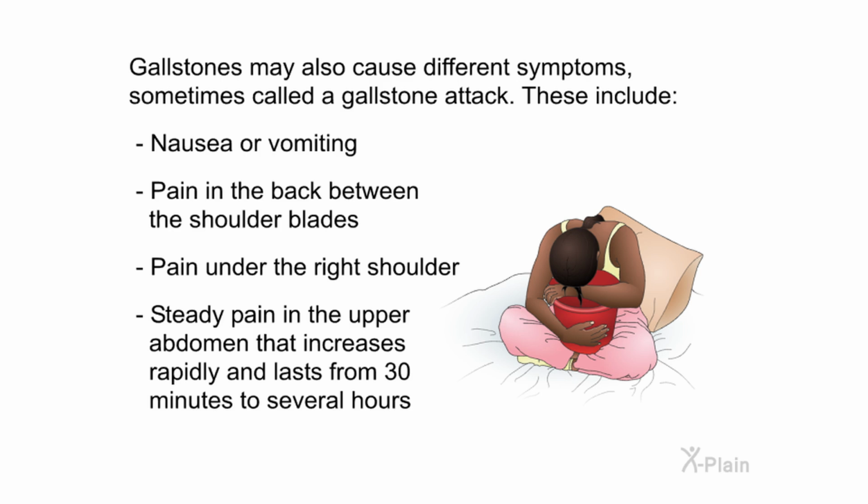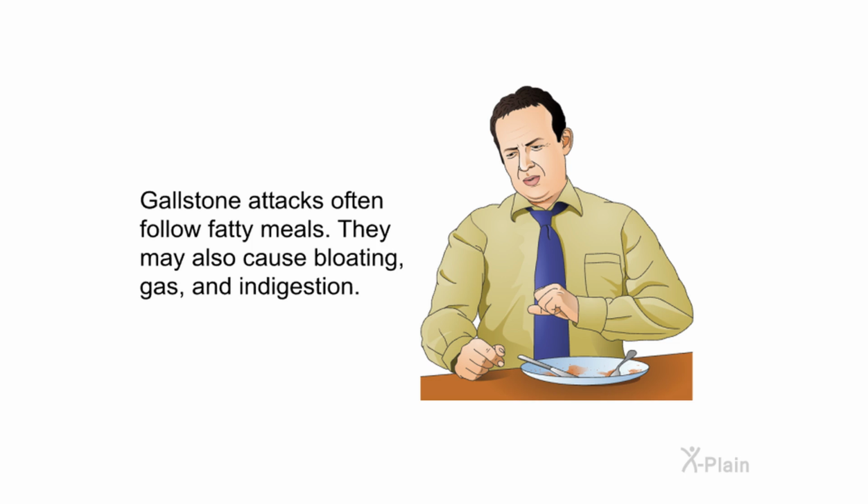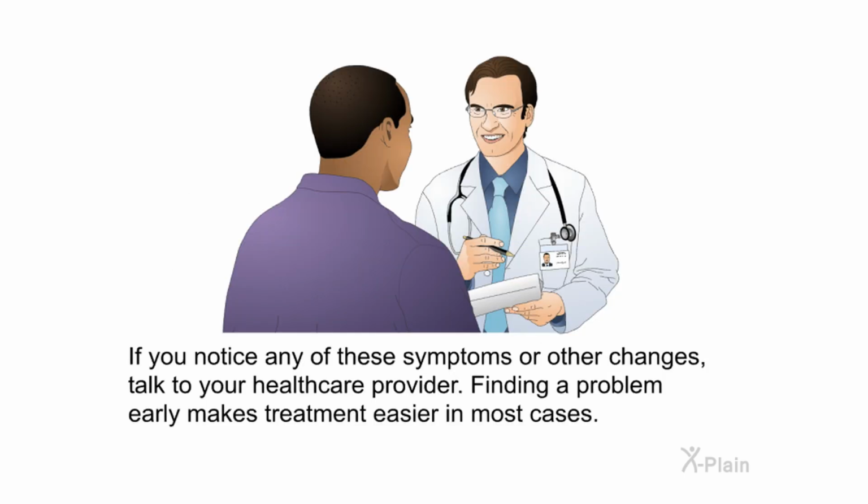Gallstones may also cause different symptoms, sometimes called a gallstone attack. These include nausea or vomiting, pain in the back between the shoulder blades, pain under the right shoulder, steady pain in the upper abdomen that increases rapidly and lasts from 30 minutes to several hours. Gallstone attacks often follow fatty meals. They may also cause bloating, gas, and indigestion. If you notice any of these symptoms or other changes, talk to your healthcare provider. Finding a problem early makes treatment easier in most cases.